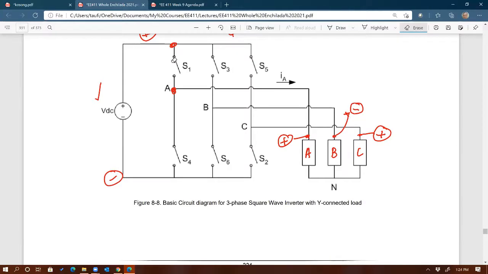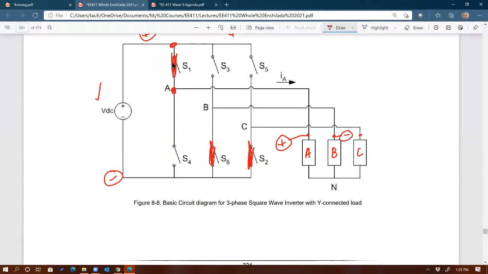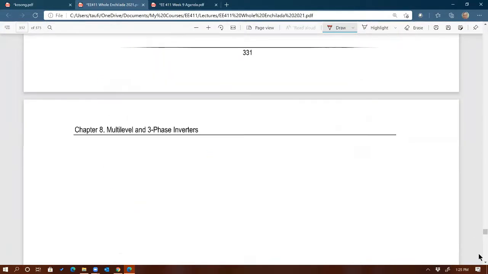So 1, 2, where's 2, right here, and 6 right there. Okay, so what can you conclude from here? Well, if 1, 2, 6 are conducting, then I know that A would still be connected to the positive of the input. You can trace that wire. B is connected to the minus of the input, and you can trace the wire for B as well, right there. And then C, since number 2 is on, is also connected to the minus of the input. So now we have plus, minus, minus: plus for A and minus, minus for B and C.